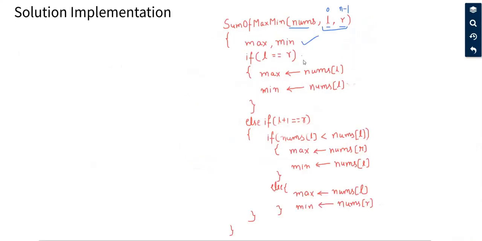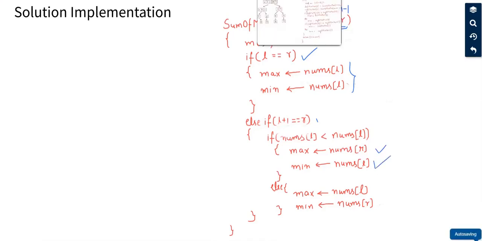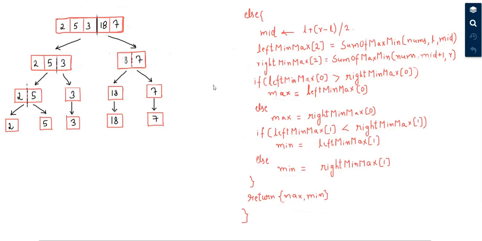So in case we have only one element, then the same element will be the maximum and the same element would be the minimum. Otherwise, if we are left with two elements, then we have to compare these two elements to extract our maximum and minimum. Finally, we have our main case where we have an array which has a size greater than 2.